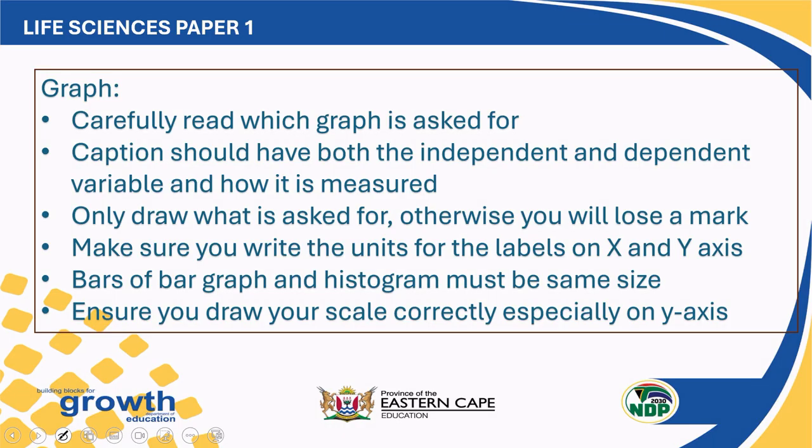Let's just quickly wrap up our scientific investigation, and we're going to look at graphs and the common mistakes that we make in graphs. Firstly, be very careful to read what graph is being asked for and draw the graph that is asked for in this investigation. Many times we see learners drawing a pie chart or a line graph when they're asked to draw a bar graph. The caption of your graph should have both the independent and dependent variable and how it is being measured. Your caption should be a complete explanation of what is being shown in the graph.